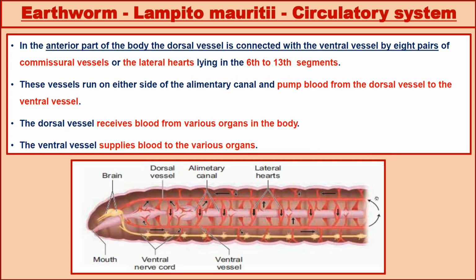In the anterior part of the body, the dorsal vessel is connected to the ventral vessel by 8 pairs of commissural vessels. These commissural vessels are otherwise called lateral hearts. They lie from the 6th to the 13th segment. These commissural blood vessels, or the lateral hearts, which run on either side of the alimentary canal, will pump the blood from the dorsal vessel to the ventral vessel. So the dorsal vessel will receive the blood from the various organs, whereas the ventral vessel will supply the blood to the various organs.